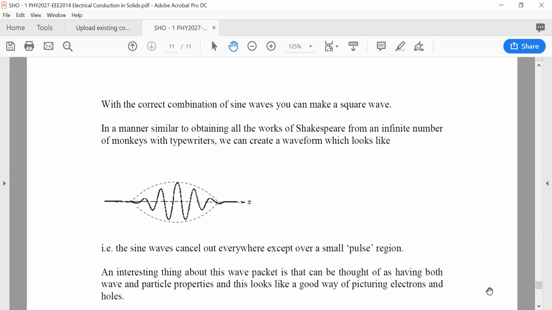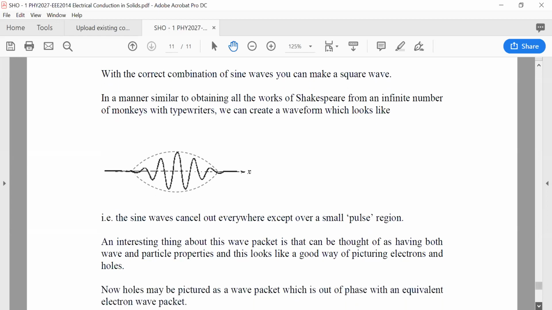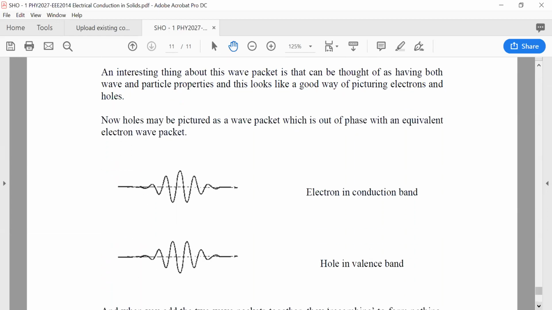And in this way, a hole can be viewed as a wave packet, which is out of phase with its corresponding electron packet. But when they're brought together, you can see they're still going to recombine to form nothing. The advantage here is that the wave packets can now exist on their own and can be considered independently. And so for this reason, it's easier to see that they're not simply equal and opposite.